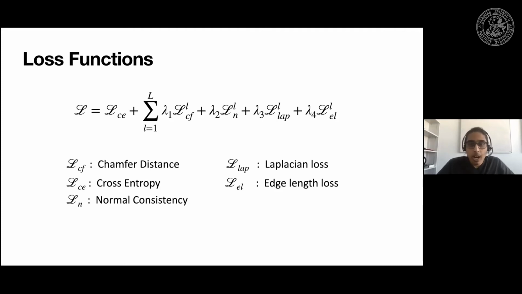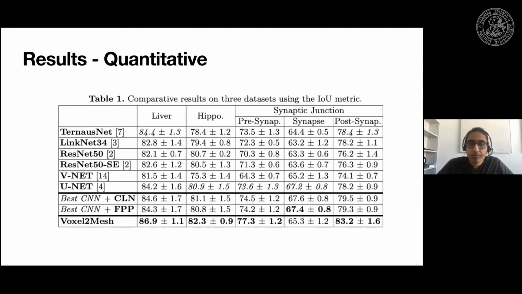So now I move into the results. To quantitatively analyze this, I use two publicly available datasets, the liver and hippocampus datasets, and the synaptic junction dataset, which is a dataset from EPFL. We compared this with the baseline methods, and in almost all the cases, Voxel2Mesh performed better.